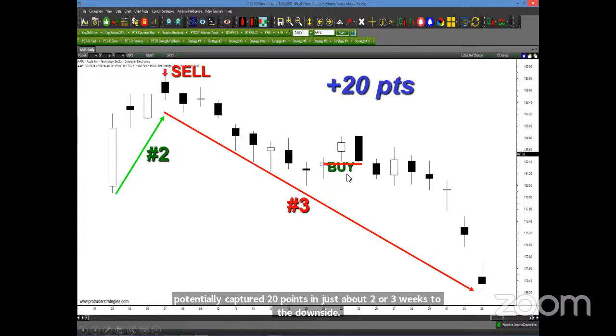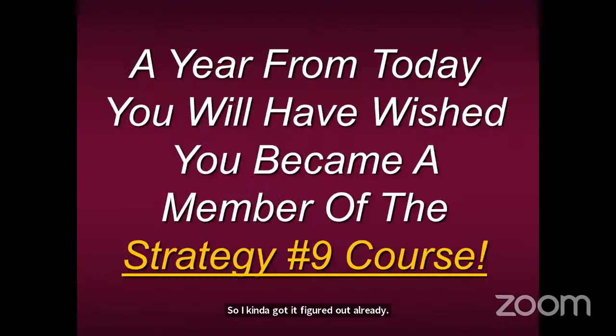So it really does help you if you become a student, because it's not enough to say to yourself, well, it looks like these phases he taught in that webinar, so I've got it figured out already. You need to know this information. A year from today, if you don't sign up, you will have wished you became a member of the strategy number 9 course.